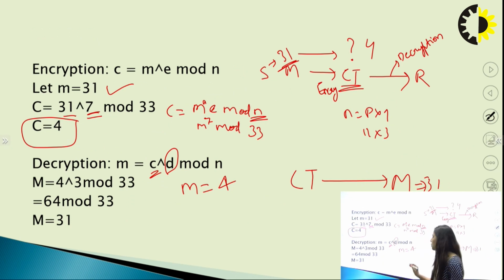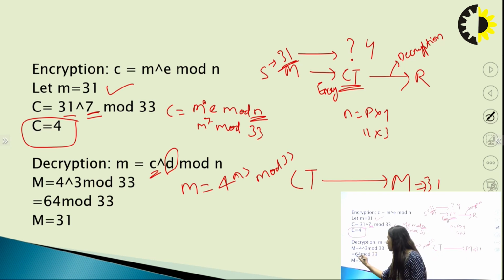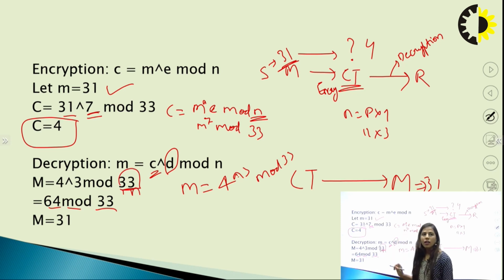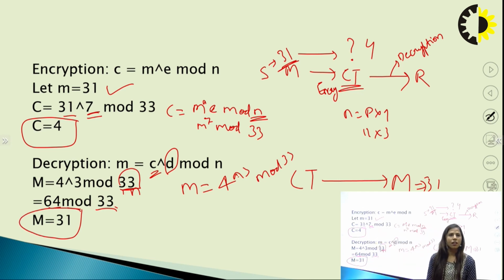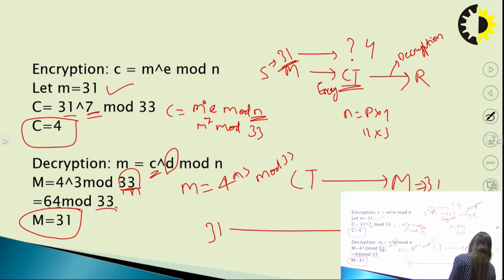So over here we are using the different key, that is D, and its value was 3. So 4 to the power 3 mod 33. 4 to the power 3 is 64. 64 mod 33, and this is again the value of N only. So whenever we calculate, we receive the value M equal to 31. So this is the overall process: initially we sent one message that was 31, and after applying encryption and after applying decryption, we receive the same value.